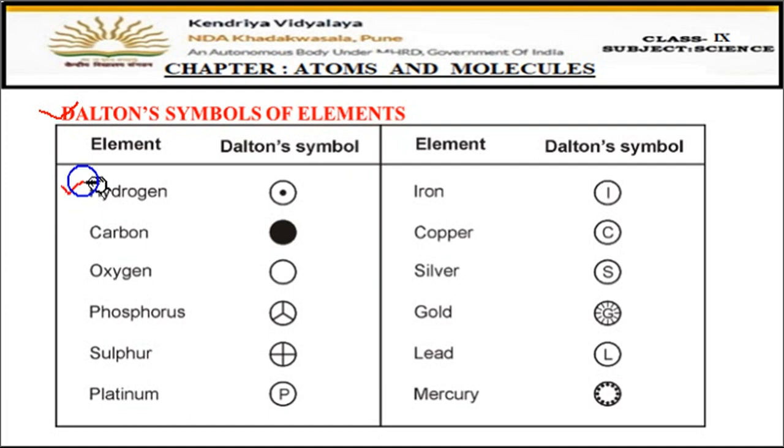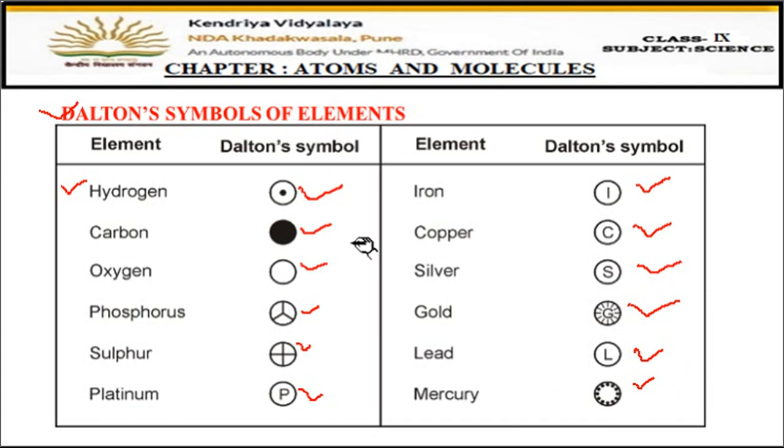Like hydrogen, symbol of hydrogen is there is a dot in the circle, so this symbol was representing hydrogen. Completely black darkened circle represents carbon, empty circle represents oxygen, and here you can see the different other symbols of the elements, right? You can see here iron, how the symbol looks like. I is written in the circle, then for copper C is written in the circle, for silver S is written in the symbol, right? For gold G is written along with some poke lines in the circle, so that is the symbol of gold. For lead L is written, and for mercury you can see some design is made in the circle. So in this way, Dalton has given different symbols of the elements.